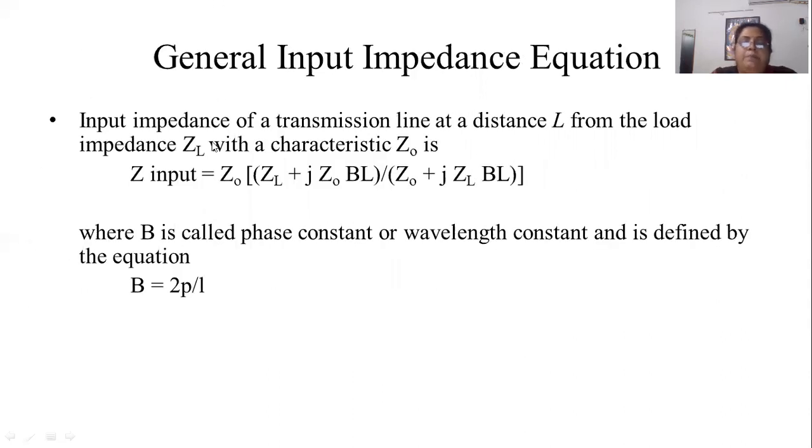Now the general input impedance equation. Input impedance of a transmission line at a distance L from the load impedance ZL with a characteristic impedance Z0 is Zin = Z0 (ZL + jZ0 tan βL) upon (Z0 + jZL tan βL), where β is called the phase constant or wave number, and it is defined by the equation 2π upon λ.